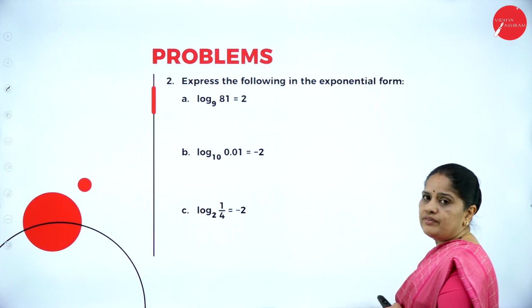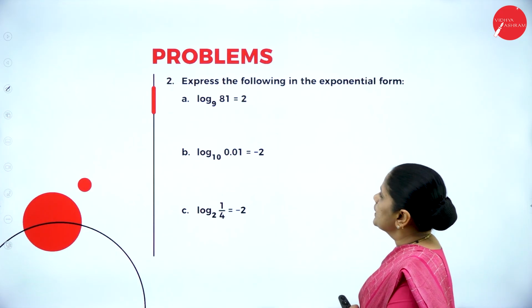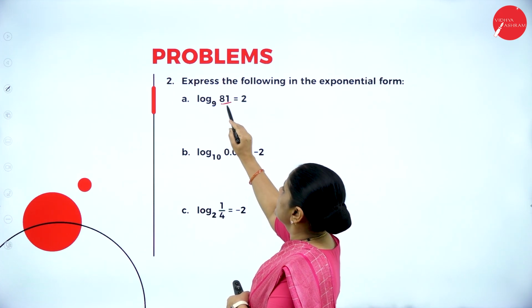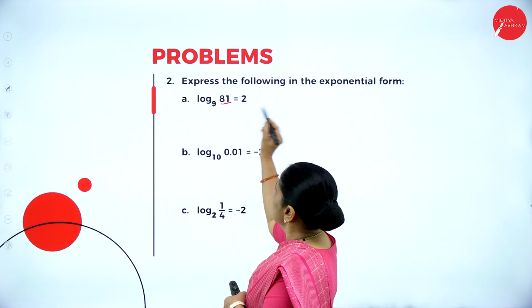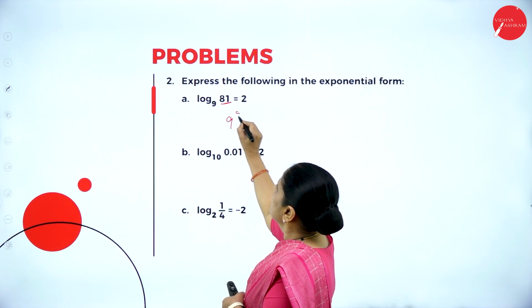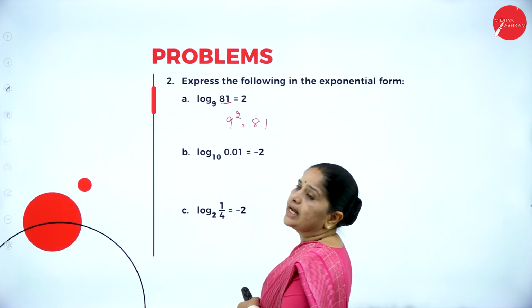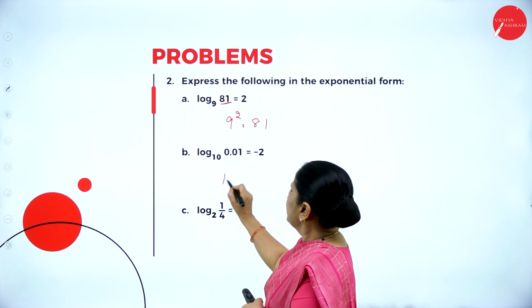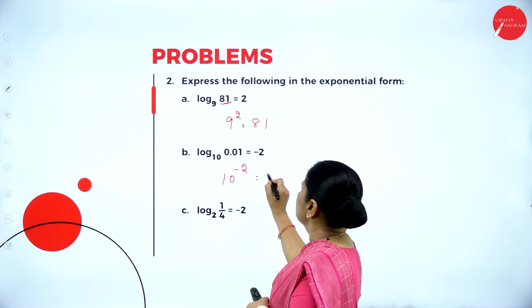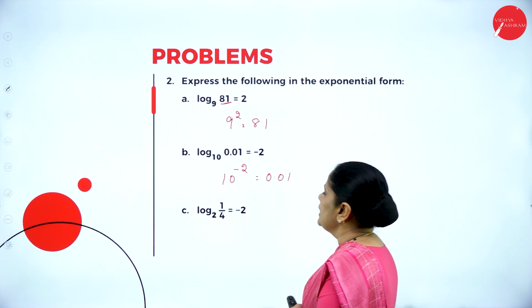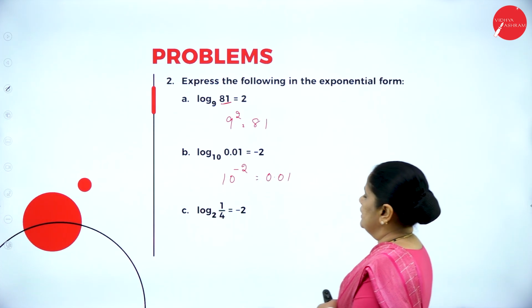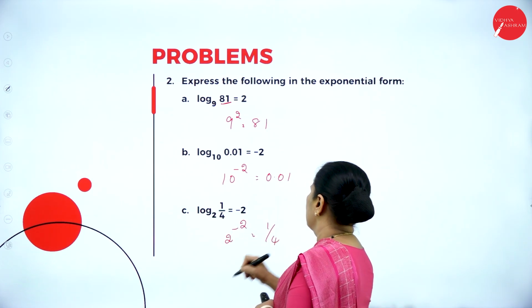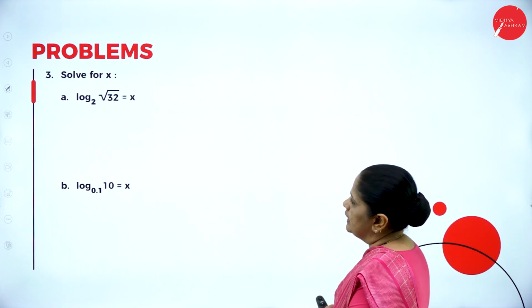Next, express the following in exponential form. We can see here 81 is nothing but 9 square. So I will write it as 9 square equals 81. Now here 10 to the power of minus 2 equals 0.01. 2 to the power of minus 2 equals 1 by 4.